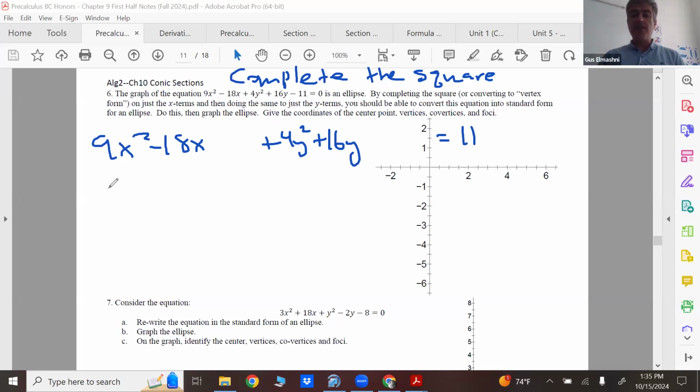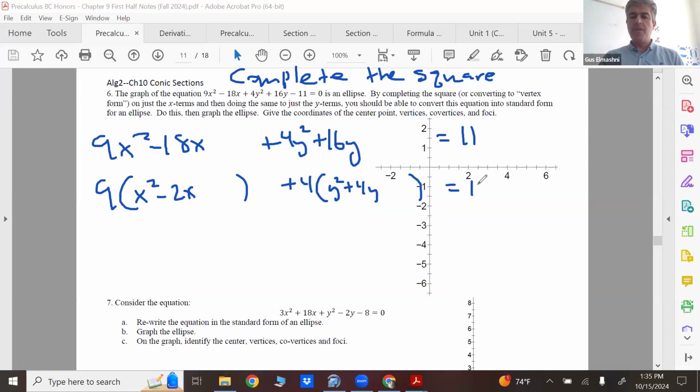Here's what you gotta do. Factor out the 9. Factor out the 4. So you gotta be very organized about it. As long as you're organized about it, it's not that bad.